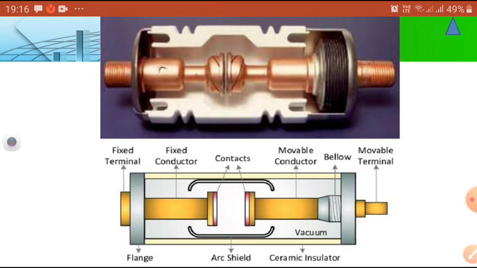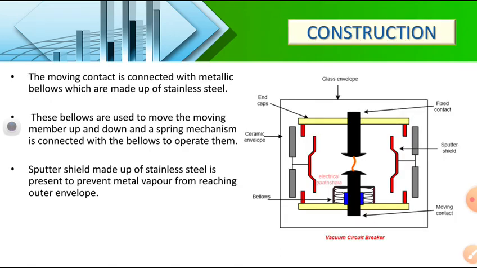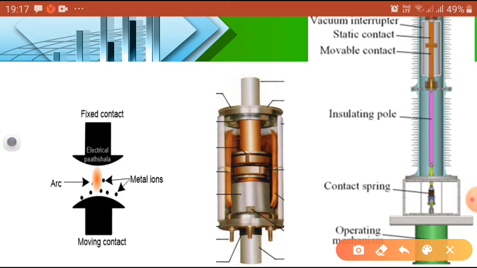Now after seeing this, let us see the working principle of the vacuum circuit breaker. These are the salient points of construction. Now you can see here, this is the working principle. How the breaker is working here. This is the breaker, you can see clearly, this is the total breaker operation.